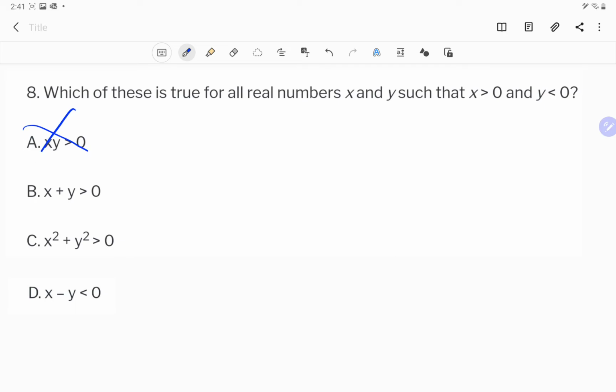Next, the sum of a positive and a negative number could either be positive or negative depending on which number has a greater absolute value. This rules out B because it's not always true, right? Similar reasoning applies to letter D. However, both positive and negative real numbers have positive squares, and adding those positive squares will always yield a positive number. So, C is the correct answer.